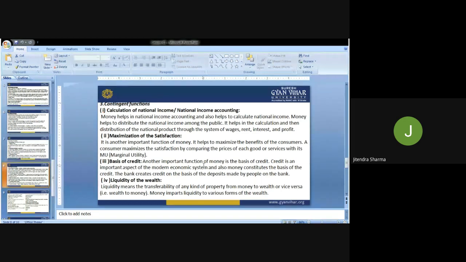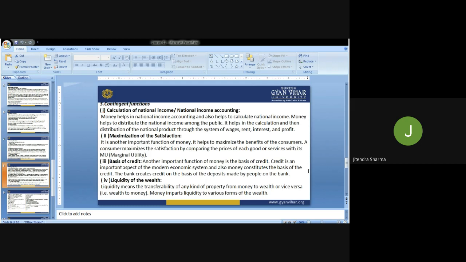Now we have a continuous function. These are the functions of money. Time and again they are changing as per the need and the requirement of the society.